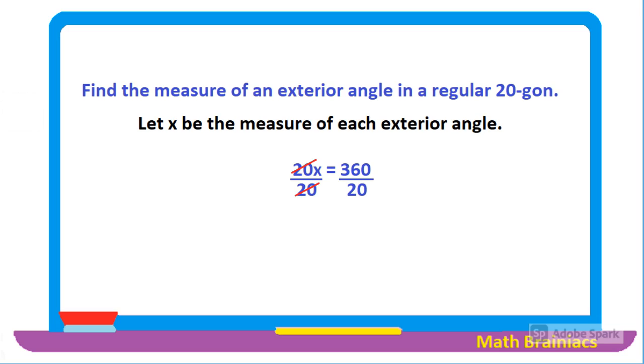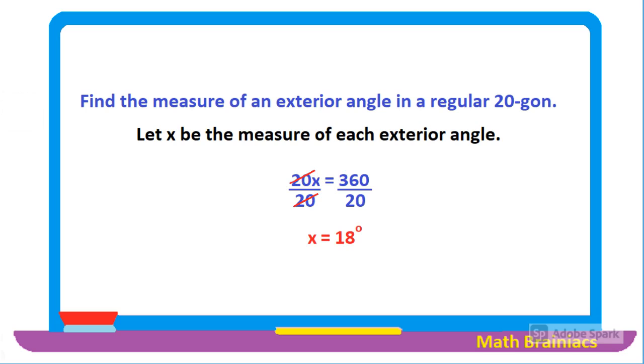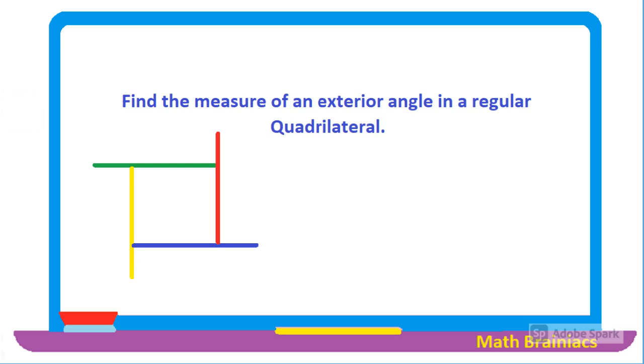And we can cancel out the 20 on the left side, leaving us 360 divided by 20, and it will give us 18 degrees. Accordingly, the measure of each exterior angle in a regular 20-gon is 18 degrees. Let us work on another example so that you can hit it off.